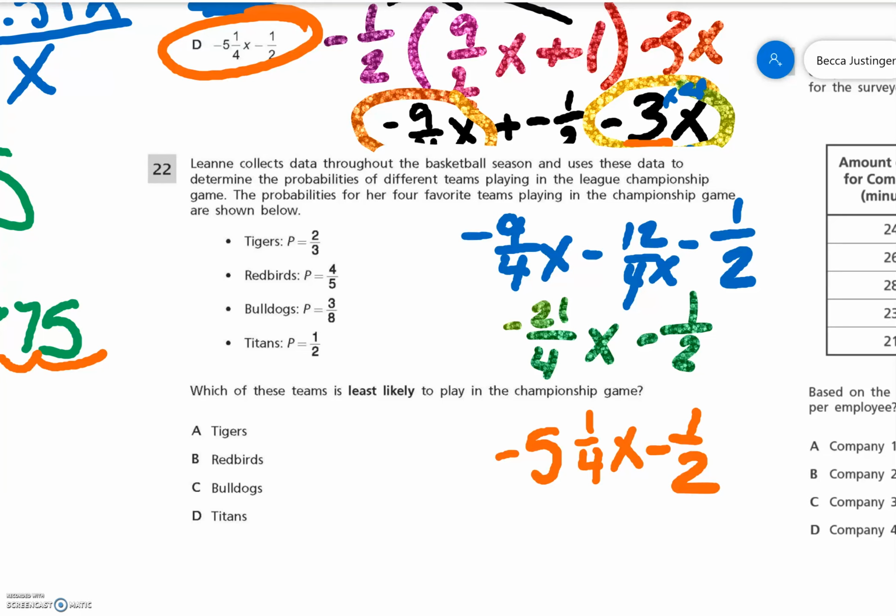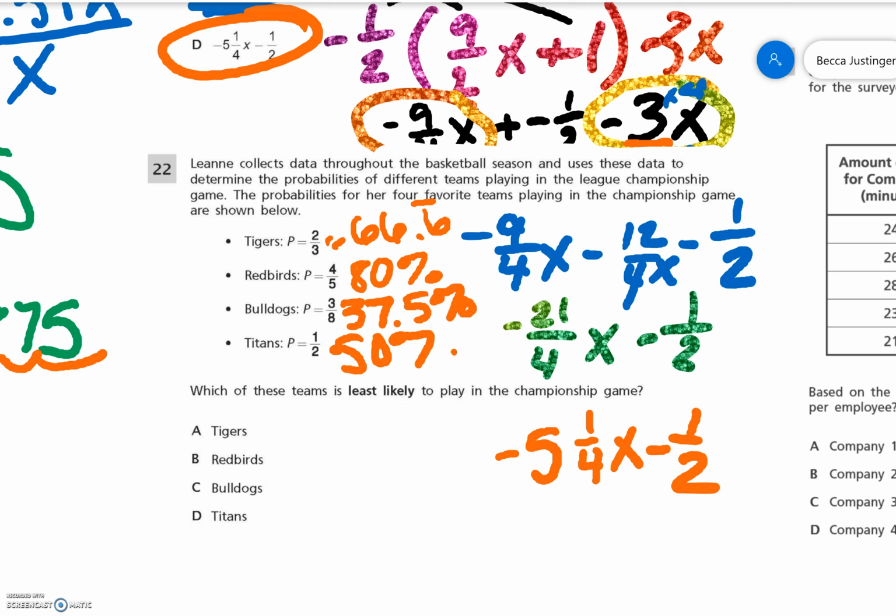Well, 2/3 is equal to about 66.6 repeating percent. 4/5 is 80%. 3/8, let's see, 3 divided by 8 is 37.5%, and 1/2 is 50%. So least likely to play would be the Bulldogs. They have the lowest percentage of winning.